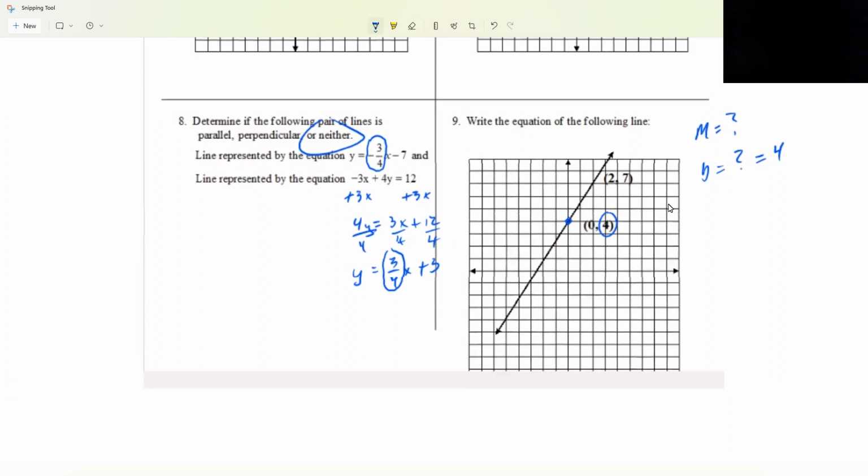They give you 2 points. So they give you this point, okay, and they give you this point. So all you need to do is say, how many do you need to go over? We're going to go over 2, and then we're going to go up 3. So 1 over 2, and 1 up 3. So your slope is 3/2. So your equation, just put it in slope-intercept form, 3/2 times x plus 4. Done. So that's pretty easy.